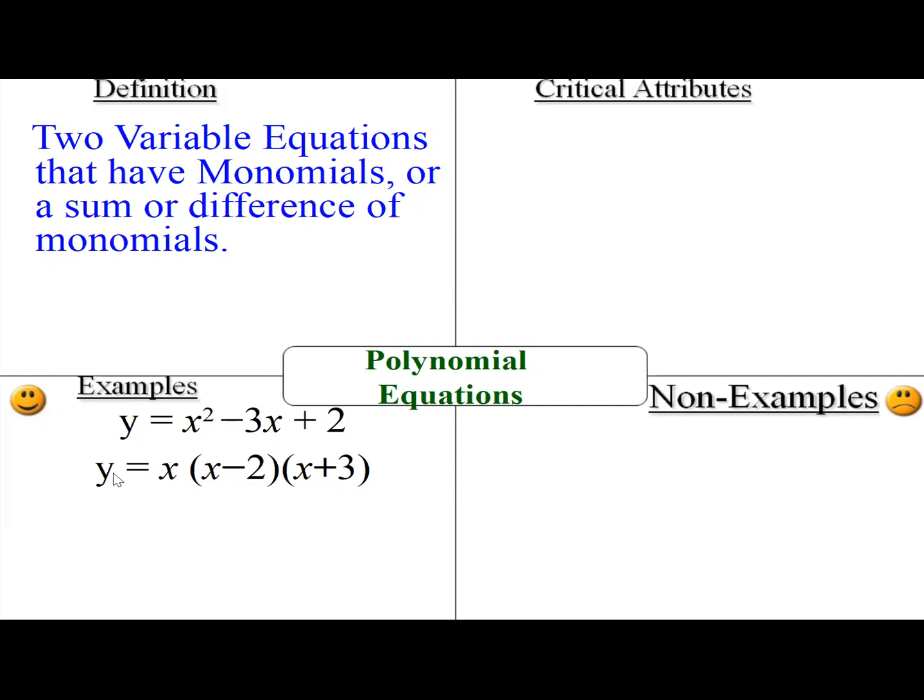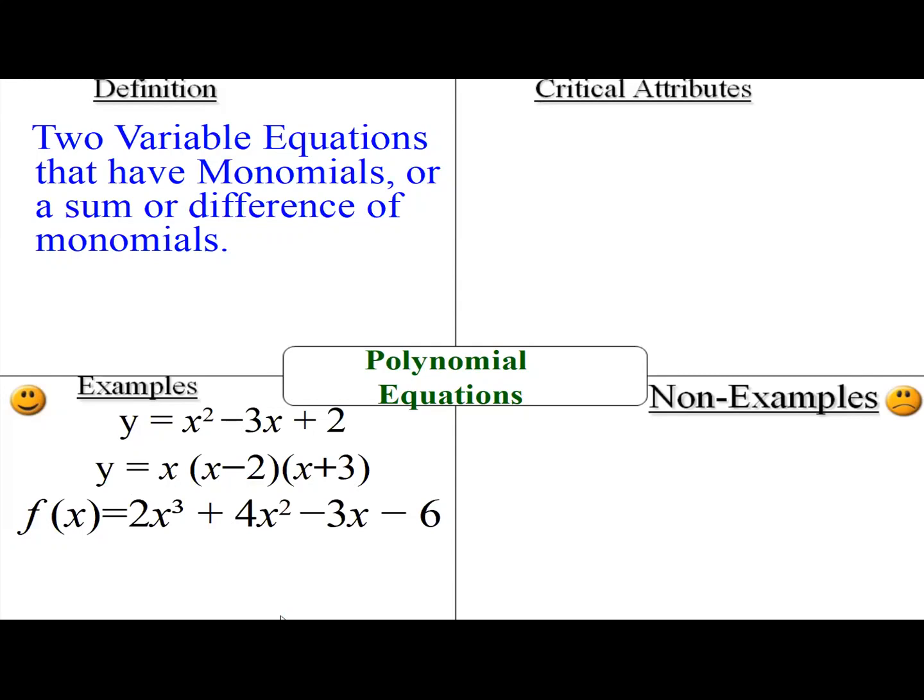Now, focus and think. Once we got through the y's, and when I told you we're going to change that, what did we change that to? Yeah, we changed that to function notation, which was f of x. So copy this example. f of x equals 2x cubed plus 4x squared minus 3x minus 6. Is this a polynomial equation? Yes. Is it two variables? Yes, x and y, but instead of y, we wrote f of x. And are there monomials, sum or difference of monomials? Yes, all over the place.